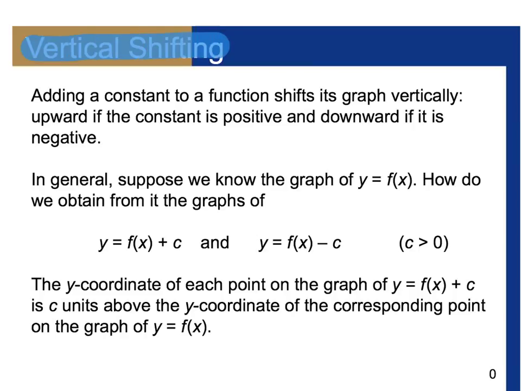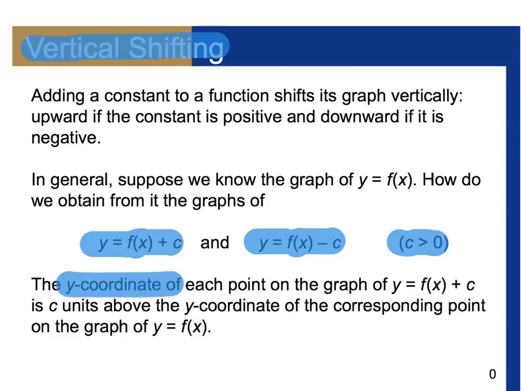So if you take a function like f of x and you add a constant to it, where we let c be a positive number, what we're doing is shifting the graph c units up. So f of x plus c would go c units up, and then if we take our function and subtract c, let's say c is 2, then we would move our graph down by that much.